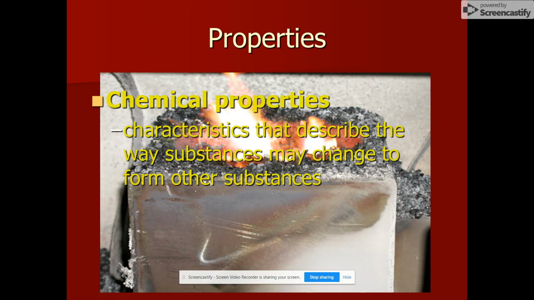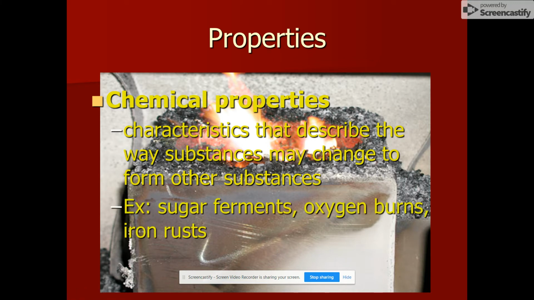Now let's talk about chemical properties. Chemical properties are characteristics that we use to describe the way a substance may change to form other substances. So, for example, sugar fermenting. When sugar ferments, it changes into a different substance. Burning. Not just oxygen, but anything burning is a chemical property. The ability to burn is a chemical property. And then the fact that iron rusts, that's a chemical property. We will stop here, and in the next video, we'll talk about changes that can occur.